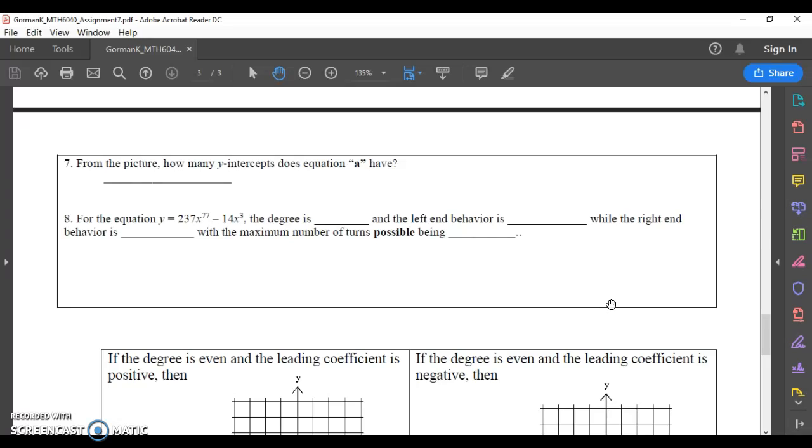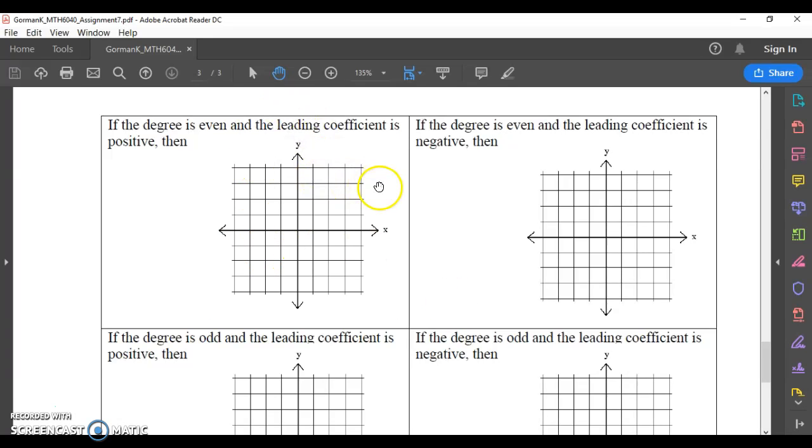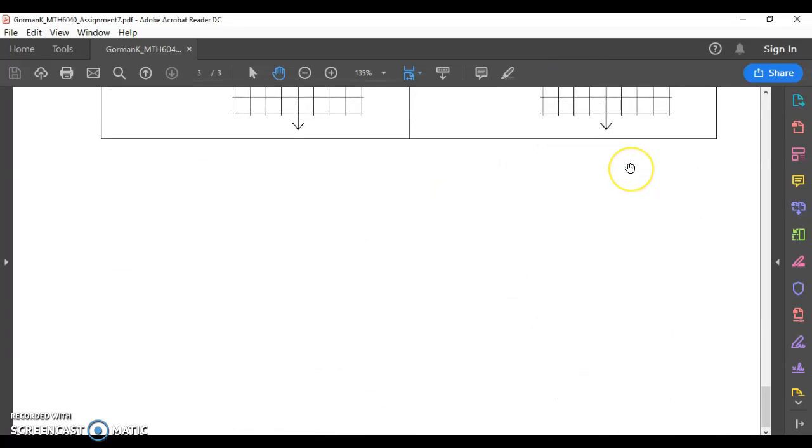And a couple more questions. One has to do with, like number 8, a higher degree, what would happen, even if it's a big number, based on those patterns that we talked about. Then they can draw the pictures, what it would look like if the degree is even, the leading coefficient is positive, and all combinations that we've talked about.